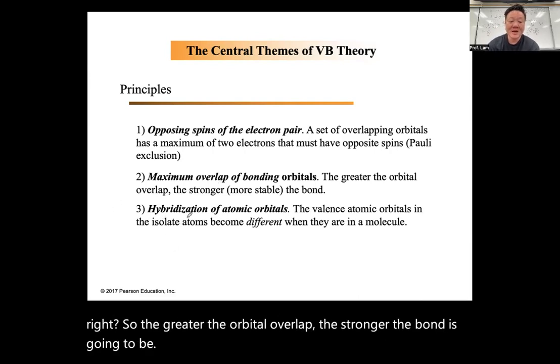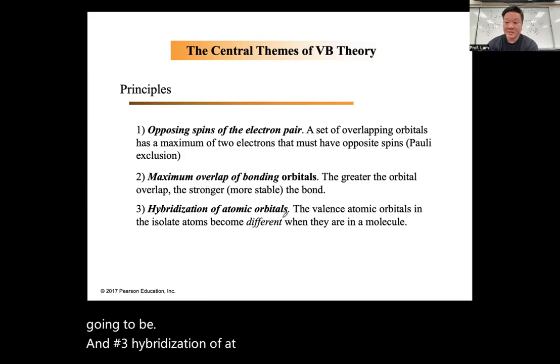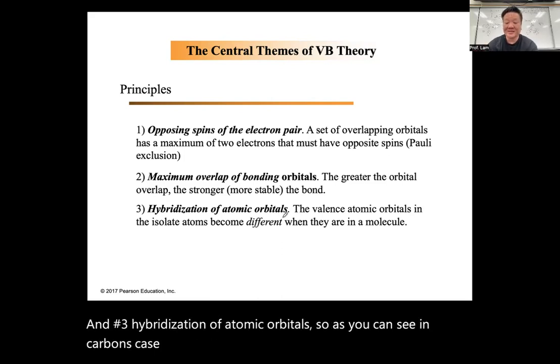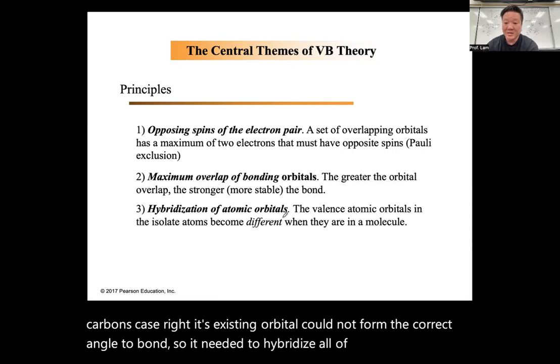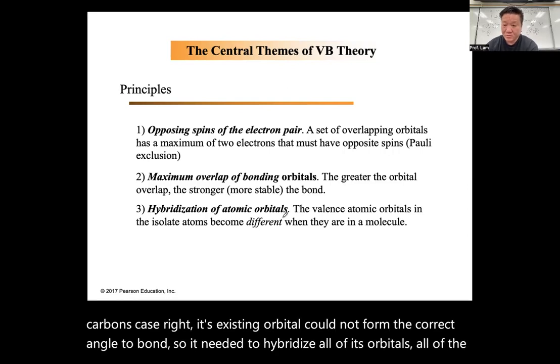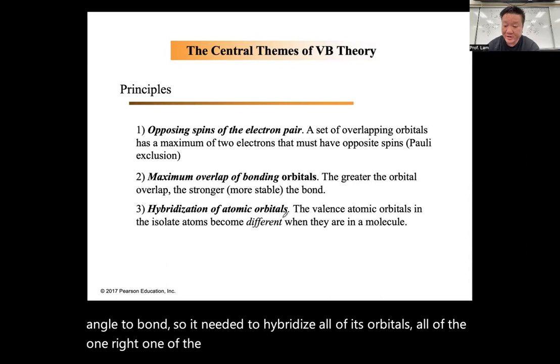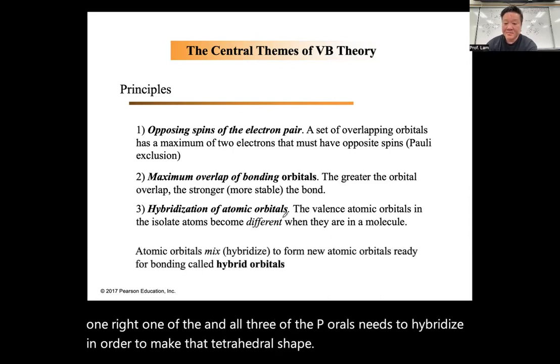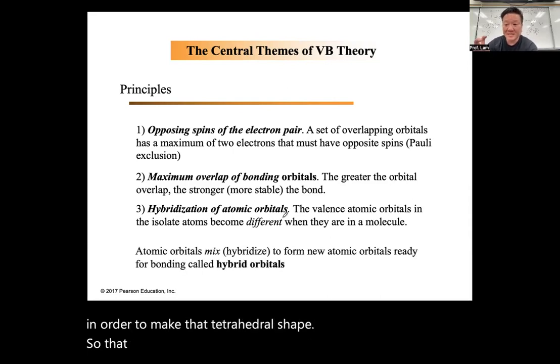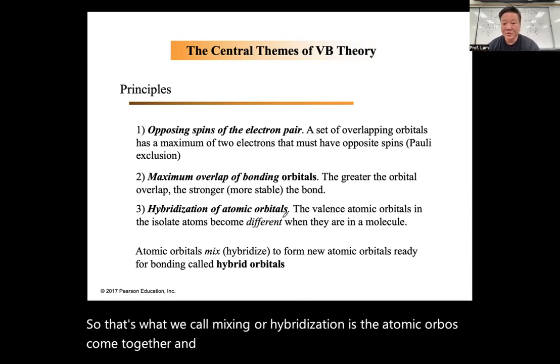And number three, hybridization of atomic orbitals. As you can see in carbon's case, its existing orbitals could not form the correct angle to bond, so it needed to hybridize all of its orbitals: the one s orbital and all three of the p orbitals need to hybridize in order to make the tetrahedral shape. So that's what we call mixing or hybridization: the atomic orbitals come together and then they make new orbitals called hybrid orbitals.